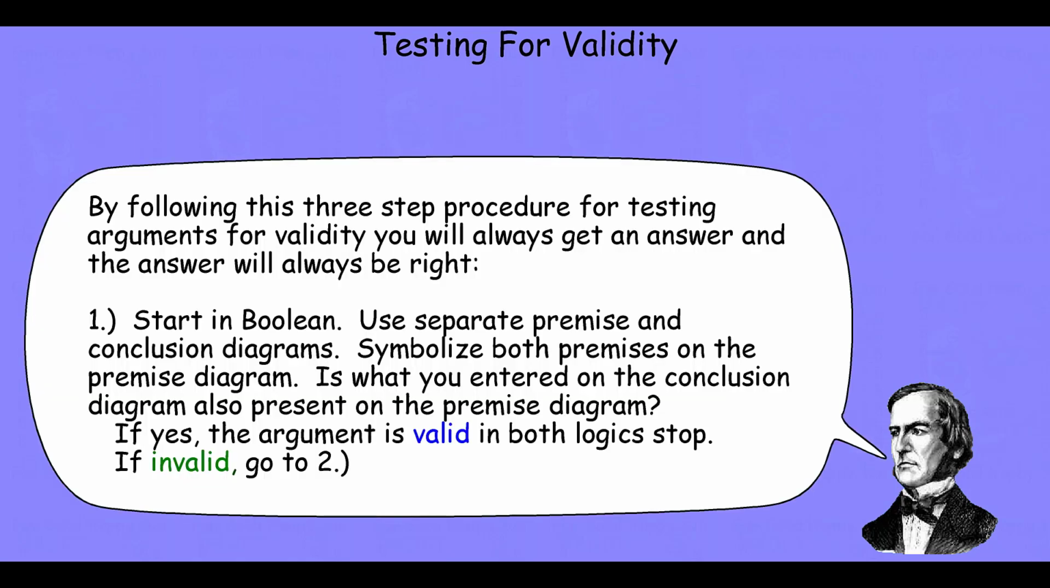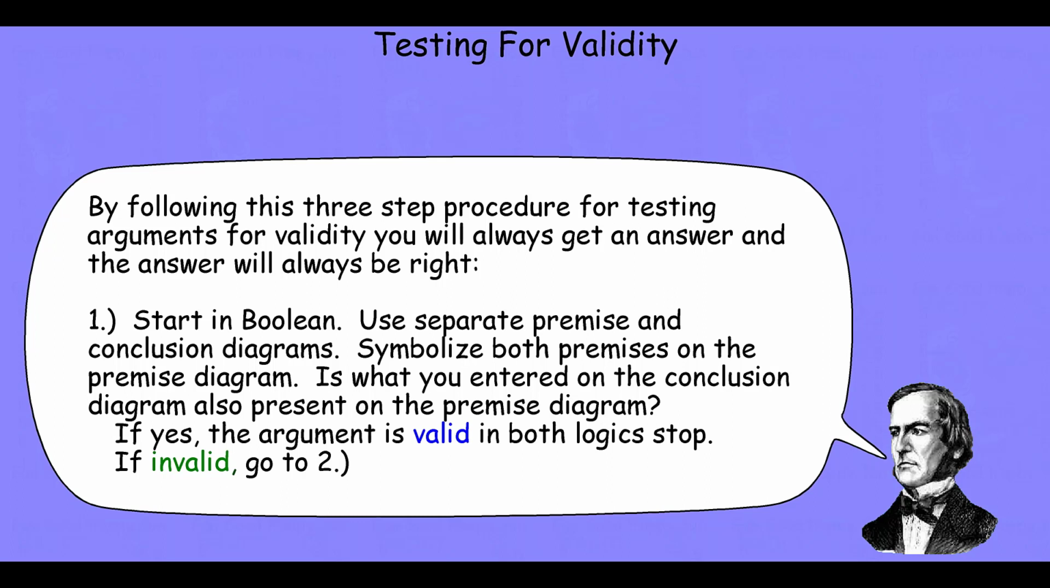In this lecture module, we'll spell out our effective decision procedure for categorical syllogisms in both Boolean and Aristotelian logic in fair detail, after which we'll go through a few practice problems and rehearse the procedure. By following this three-step procedure for testing your arguments for validity, you're always going to get an answer, and the answer will always be right so long as you follow the procedure correctly.